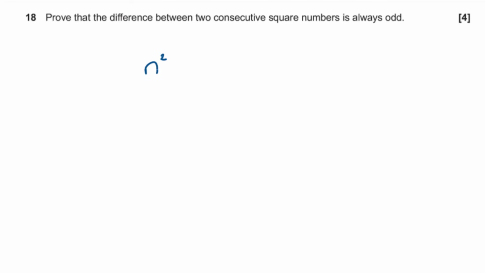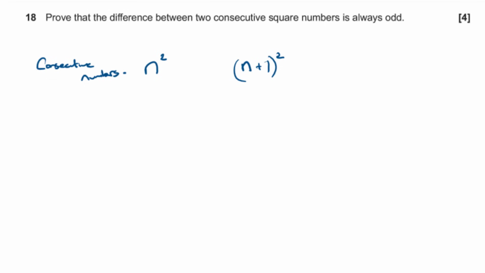So let's say I had 2 and I squared it and I got 4. So 4 would be my first square number. The next square number would be one more than 2. It would be 3, wouldn't it? 3 squared is 9. Okay, and I would get that by taking my value n, adding 1 to it, and then squaring it. So my two consecutive numbers are n squared and n plus 1 all squared.